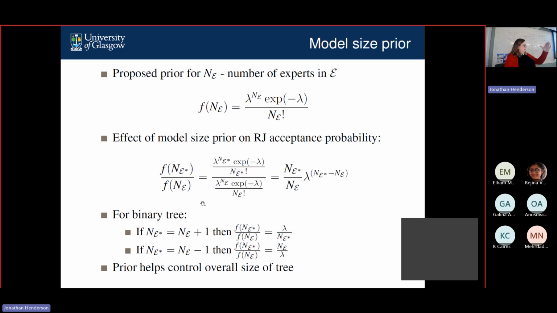Remember, for the acceptance probability we take a ratio of these things. That's just going to be equal to the number of new experts in the new model divided by the number of experts in the old model, times lambda to the power of the difference in the number of experts. But with a binary tree, if we're splitting, we always add one, and if we're merging, we subtract one expert. So if the new model is splitting, this is just lambda over the number of experts in the old model. If the new model is merging, it's the number of experts in the old model divided by lambda. So it's putting pressure in different ways in terms of splitting and merging.